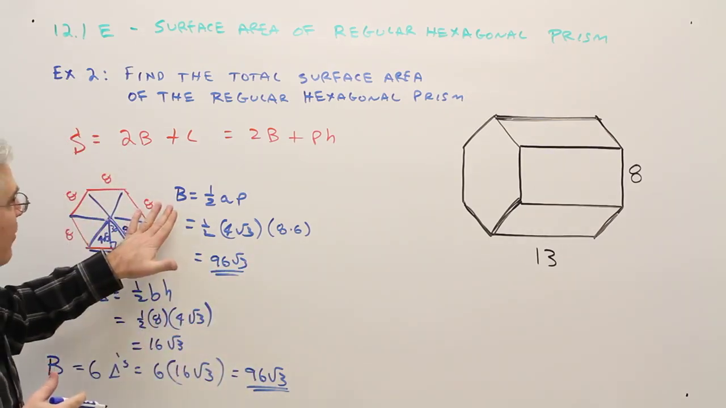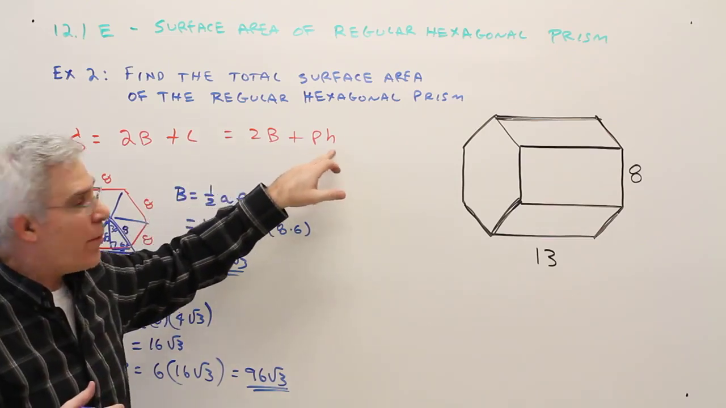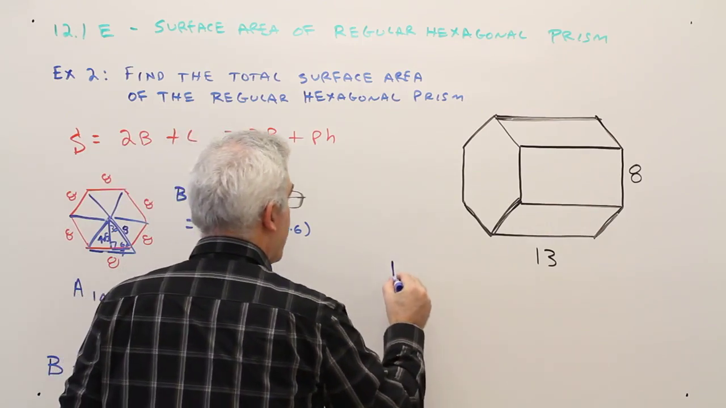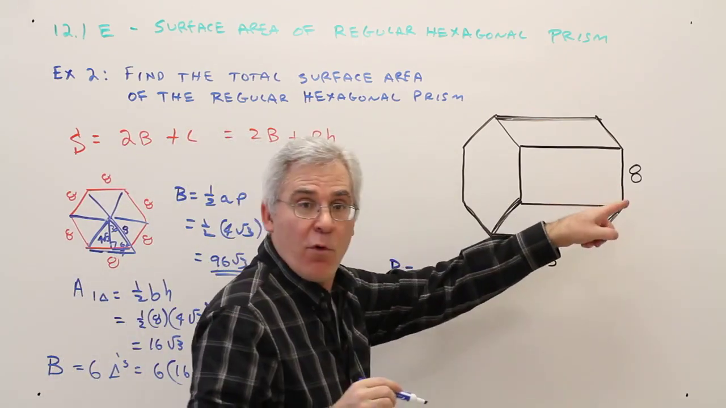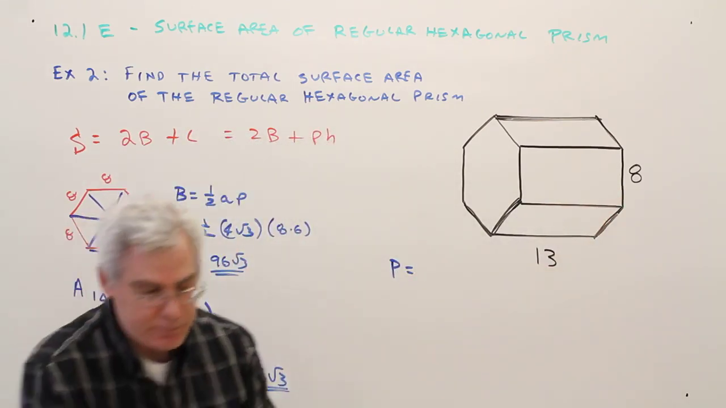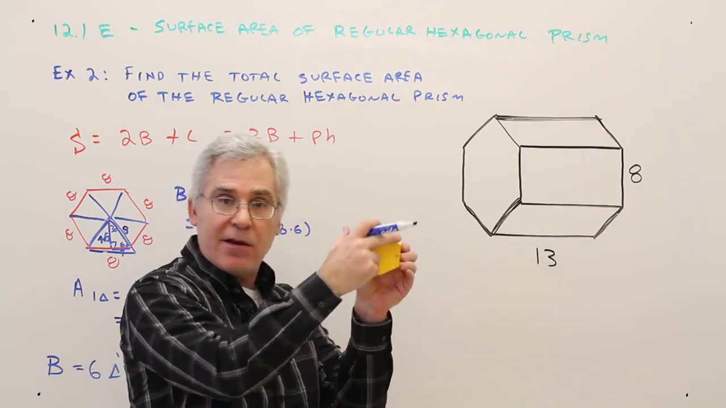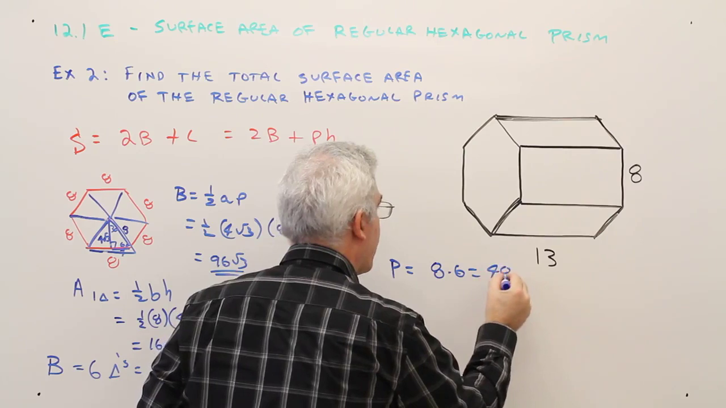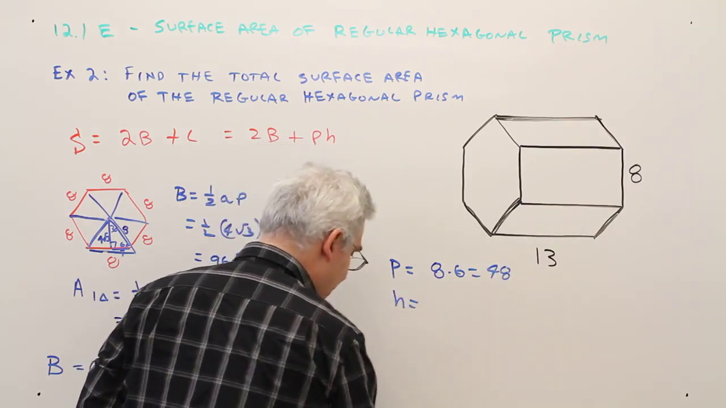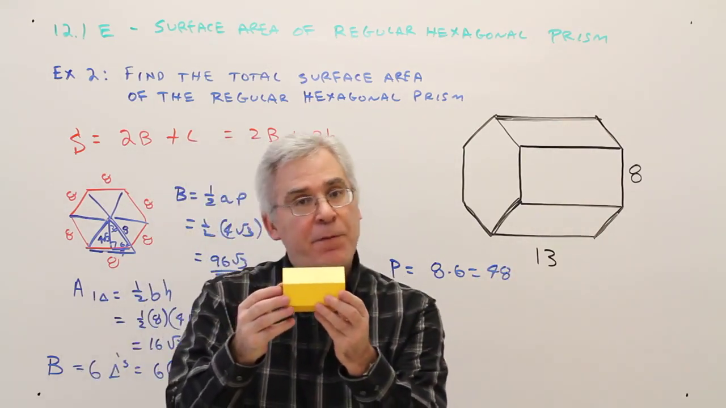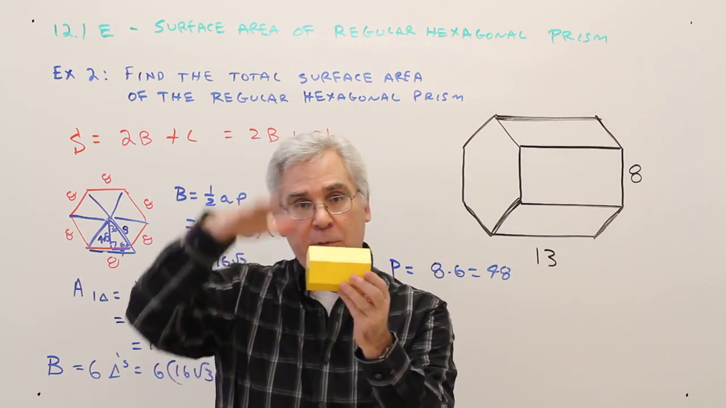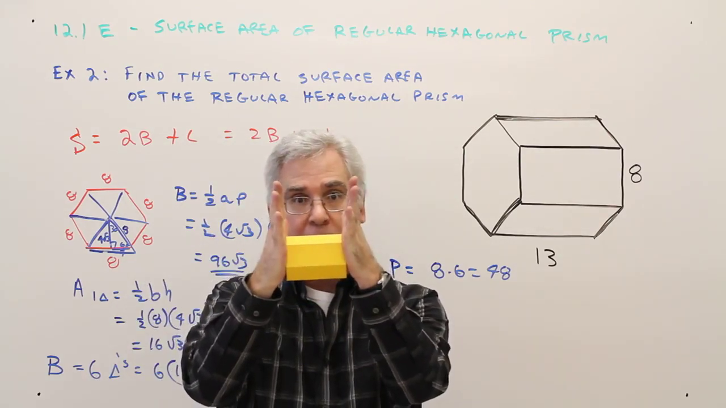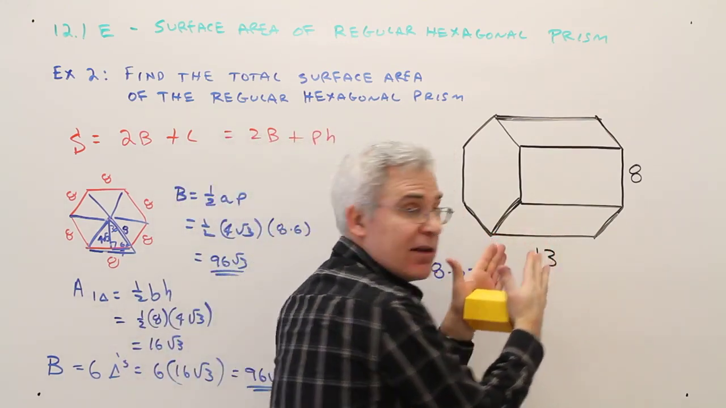So now I've got the area of the base. All I need is the perimeter and the height, and then to apply things into that formula. All right, so the perimeter, as we did before, each edge is 8, and there's 6 of them. So 8 times 6 equals 48. The height, don't get confused. Again, the height has nothing to do with up and downness. It's the distance between the two parallel congruent bases. So the height is 13.